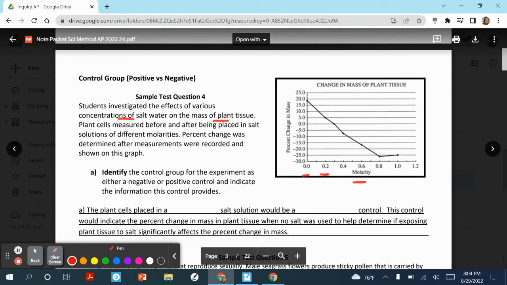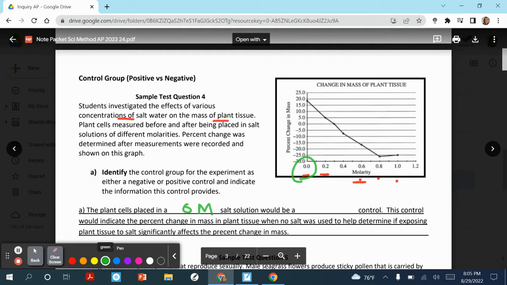Out of these setups, it looks like we took a measurement at 0, at 0.2, we had a plant exposed to 0.4, and ones at 0.6, 0.8 and 1 mole per liter of salt. Which one of those would be considered our control group? Well, I hope that you were able to point out that the plant tissue in which we just placed water on it, okay, that would be considered our control group. So the plant cells placed in a 0M, so no salt solution, would be our control group.